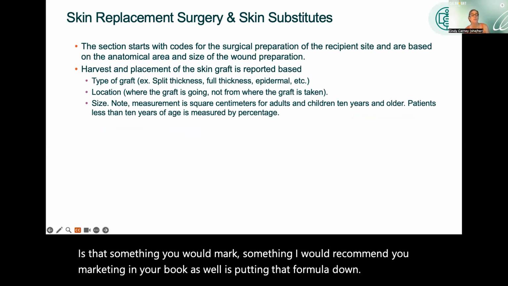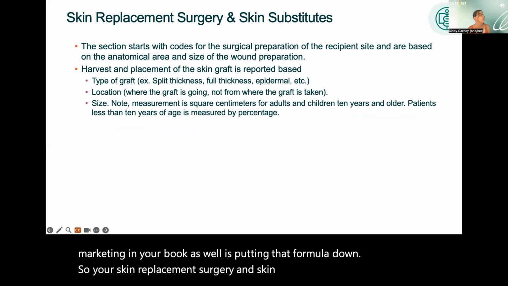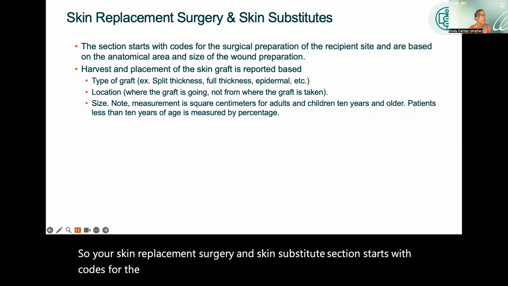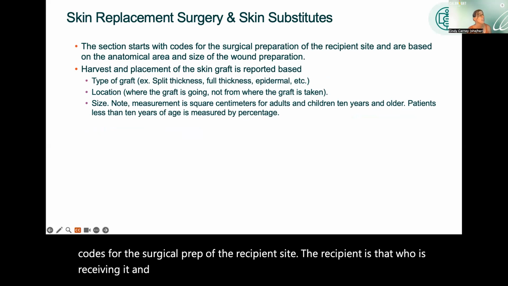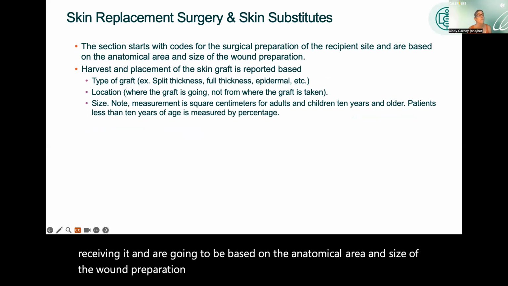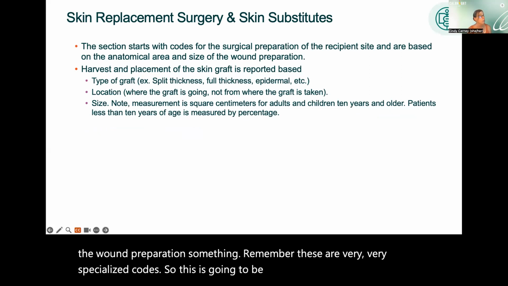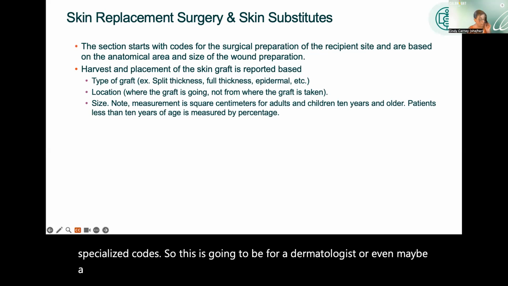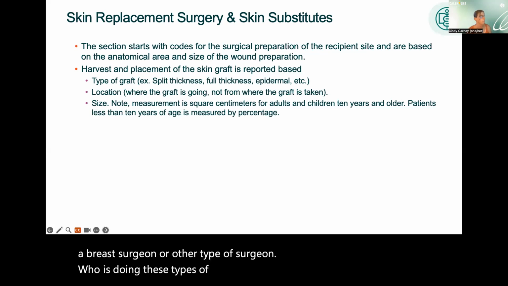Your skin replacement surgery and skin substitute section starts with codes for the surgical prep of the recipient site. The recipient is that who is receiving it, and these are going to be based on the anatomical area and size of the wound preparation. Something to remember, these are very, very specialized codes. So this is going to be for a dermatologist or even maybe a breast surgeon or other type of surgeon who is doing these types of surgeries.